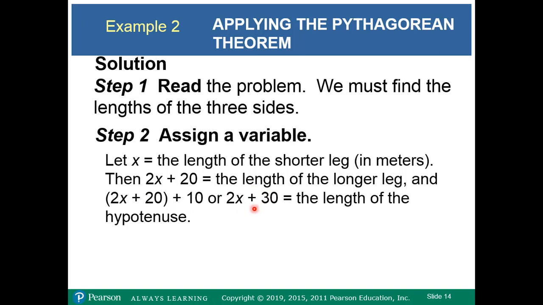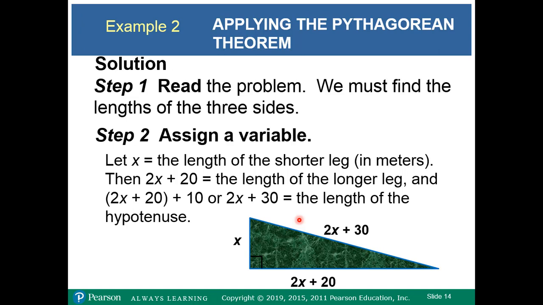So again, read the problems carefully. We started with just choosing a variable for one of the legs. And in this case, we chose the shorter leg, x. So x represents the length of the shorter leg. The length of the longer leg is given by 2x plus 20. Then the length of the hypotenuse is 10 units longer than the length of the longer leg. So all we do is take the expression for the longer leg and add 10 to it. And so now we've got an expression for all three sides.